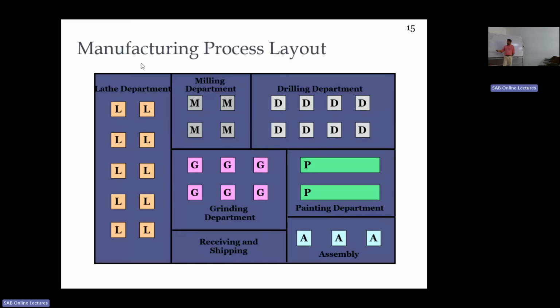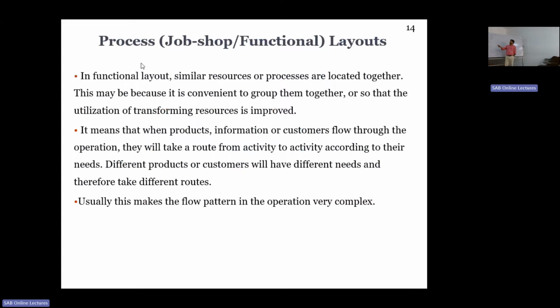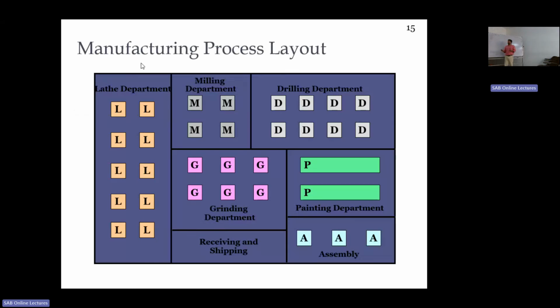So you see, there is this receiving and shipping unit. There is this grinding department where the grinding machines are established. There is this area allocated for the lathe department where the lathe machines are located. And then the milling department, milling machines, drilling department, drilling likewise. So similar resources or similar processes are located together. It's a typical example for a process-oriented layout.